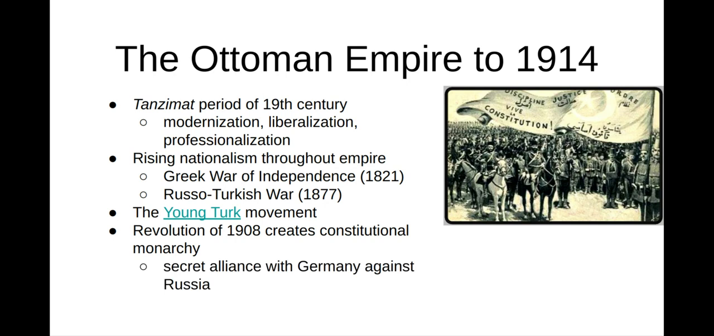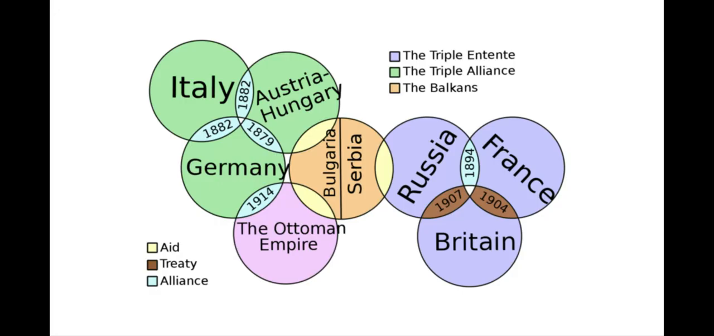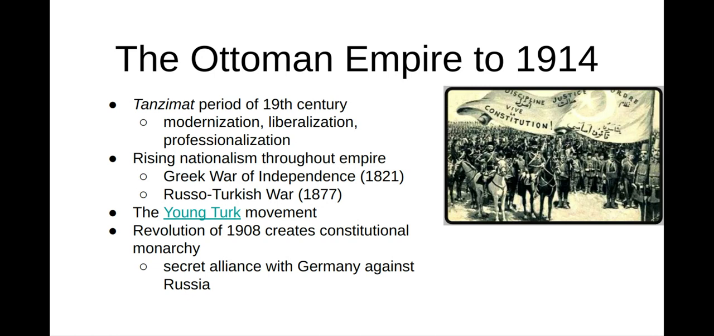In 1908, a revolution creates a constitutional monarchy, and this emerging Turkey out of the Ottoman Empire creates a secret alliance with Germany against Russia. So now we're going to get into the alliances. We're going to move from looking at the states to talking about the different alliances, because it has to be understood. A lot of it might be terribly confusing. Don't worry if you don't remember every single part of it, but some aspect of it has to be.